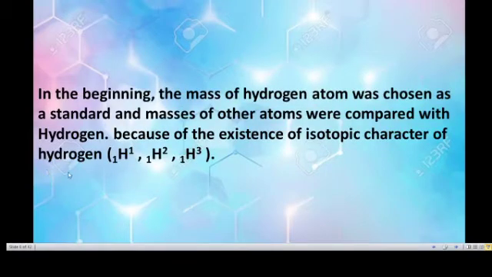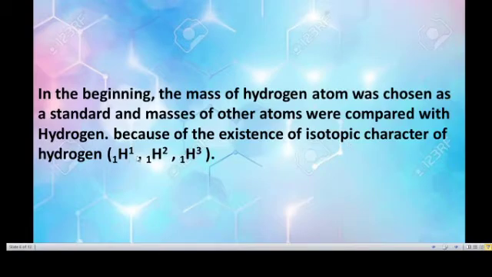In the beginning, the first stage, the mass of the hydrogen atom was chosen as a standard and the masses of other atoms were compared with hydrogen, because of the existence of isotopic character of hydrogen.